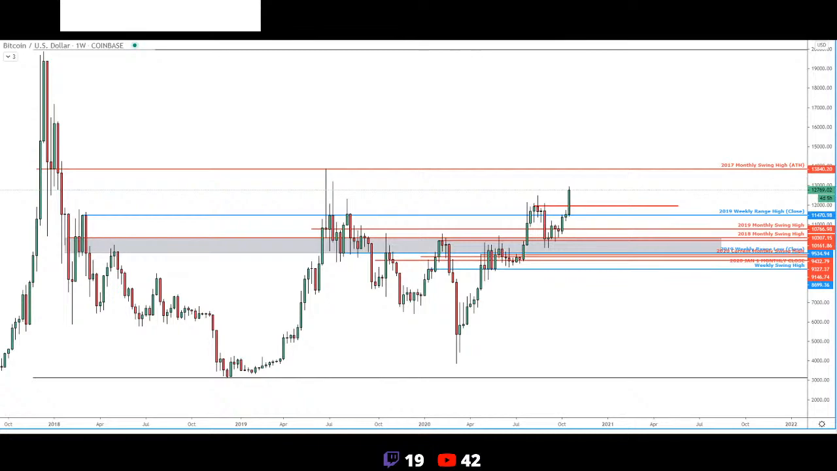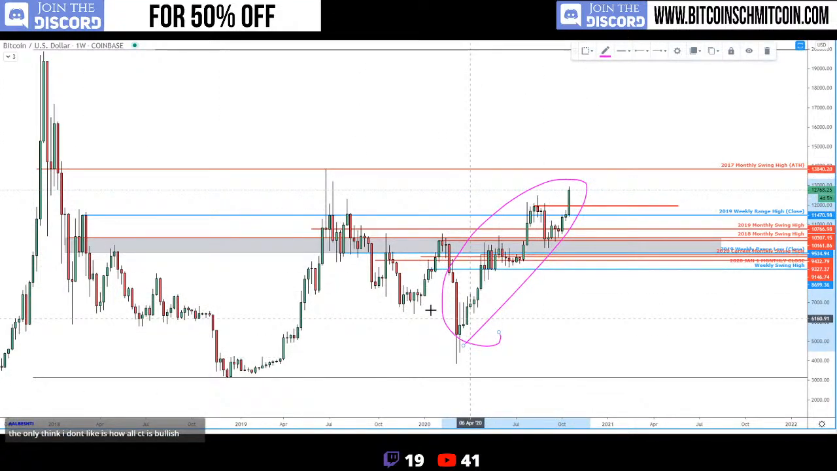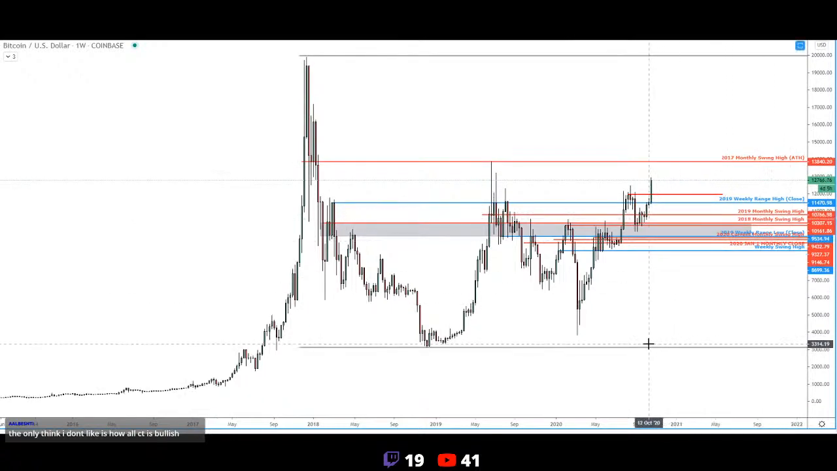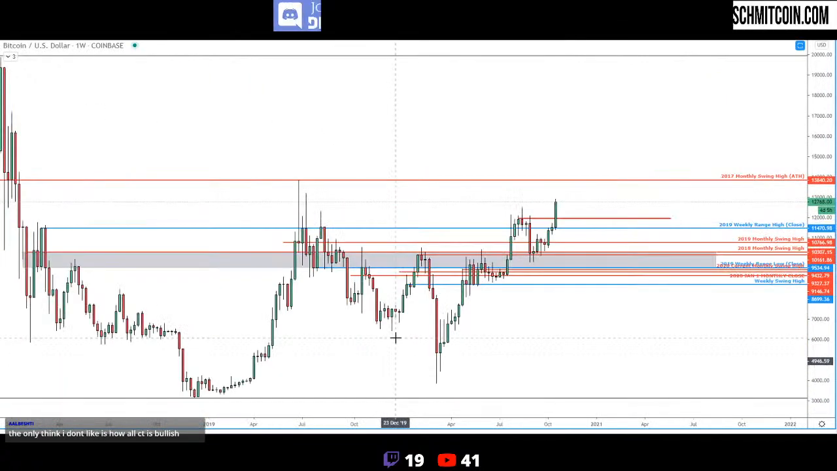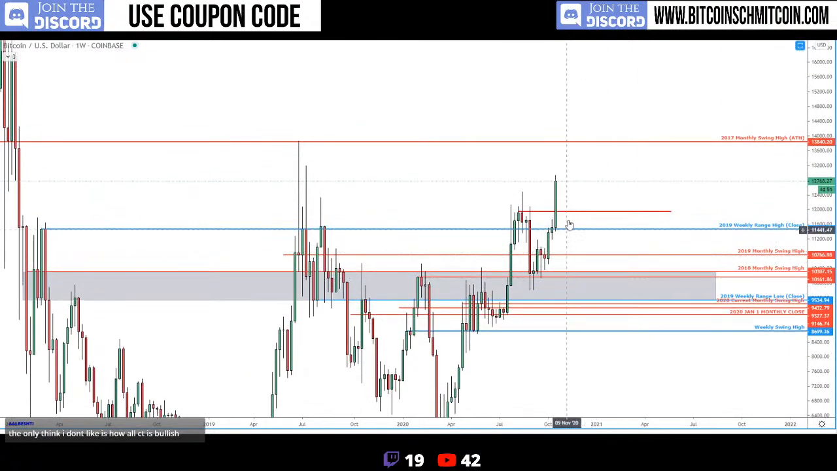Question from Twitch. Look at the pump from December 19th to the COVID dump. Maybe the same thing happens again if macro takes a dump. I'm not sure what that means exactly, but I'm assuming you're saying, what if this is this? I mean, yeah, of course. But that is just as valid of an argument to say, what if this is this? You've got to play it day by day and take everything with a grain of salt.